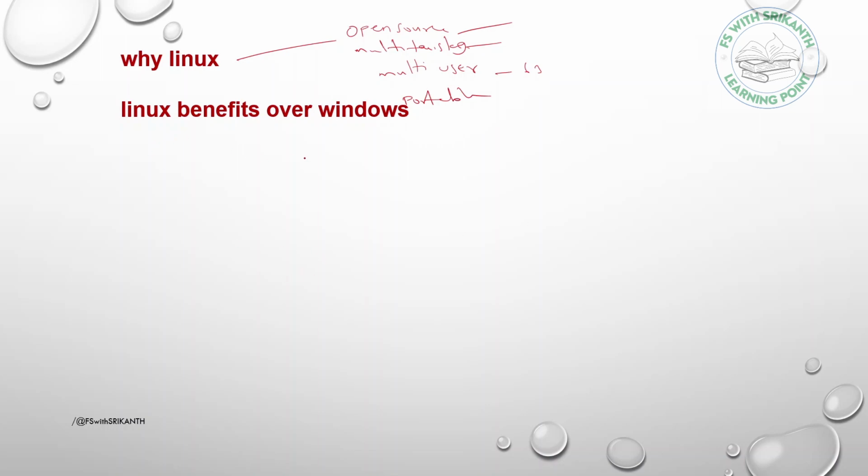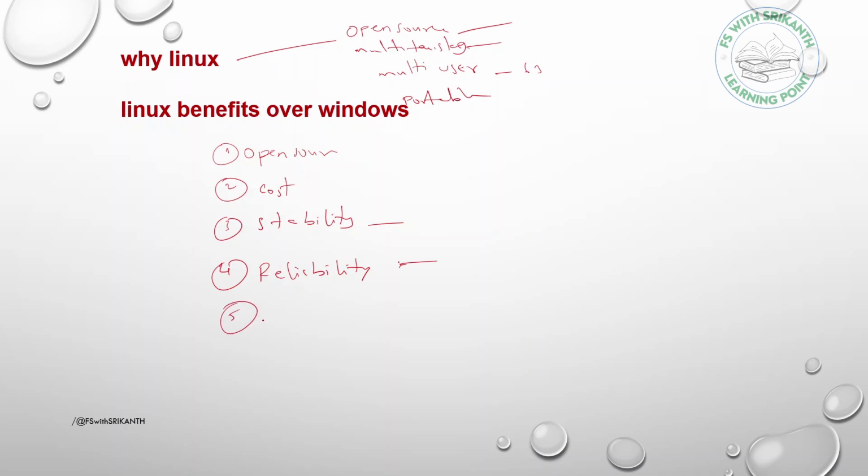Here are the benefits of Linux over Windows, right? First one is open source, and the second one is cost effective, no cost, and third one is stability. Why is it stable? Stable versions are less prone to crashes and other errors than Windows. And reliability: large servers have been successfully running without a single second of downtime. So for a huge time, right, there is no downtime in a Linux operating system.